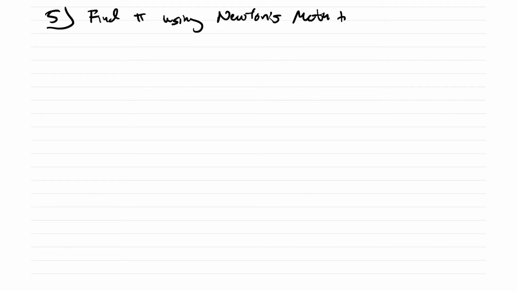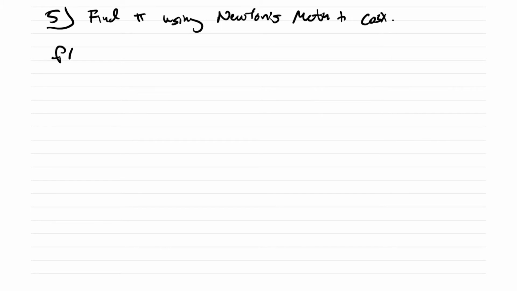The next one is problem 5, and problem 5 says to use Newton's method to find an estimate for pi by using cosine. So, find pi using Newton's method plus cosine.